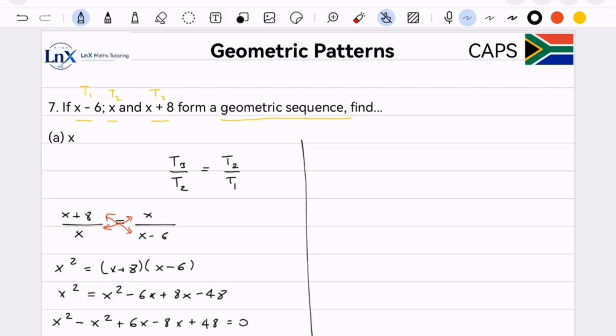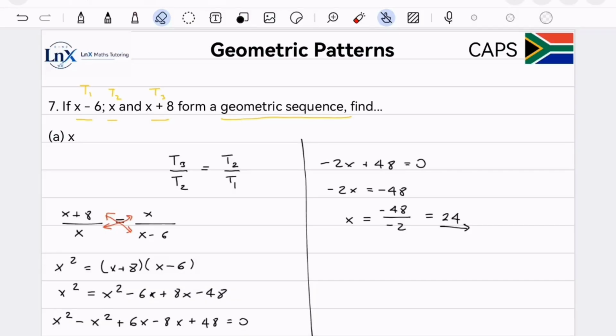Let's proceed on this side. This will result in x squared minus x squared, that will give us 0. And then 6x minus 8x, that will give us minus 2x, and then plus 48 equals 0. And this will be negative 2x. Take 48 to the other side, negative 48. Therefore, x equals negative 48 divided by negative 2, of which will give us positive 24. So x equals 24.